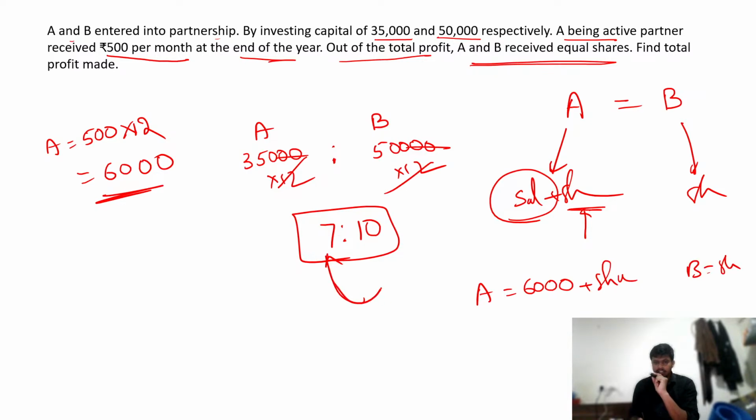So whatever A is getting less, how much is A getting less here? 3 units. That is covered by salary. That means the salary is equal to those 3 parts. Or if you want to write in terms of an equation, you can also write it like this. A is going to get 7 units plus salary.